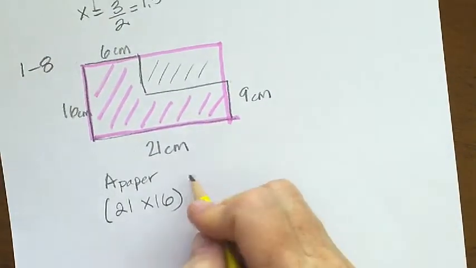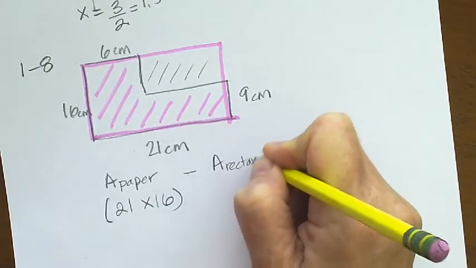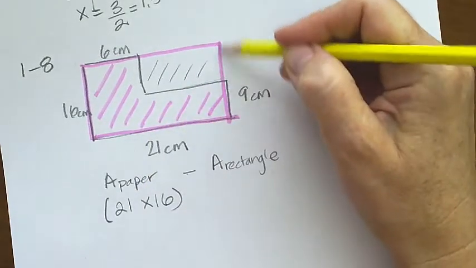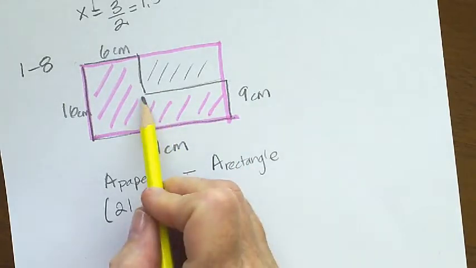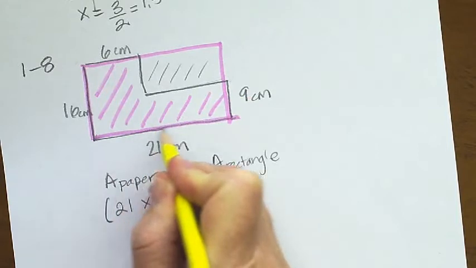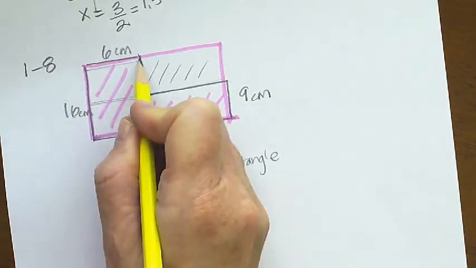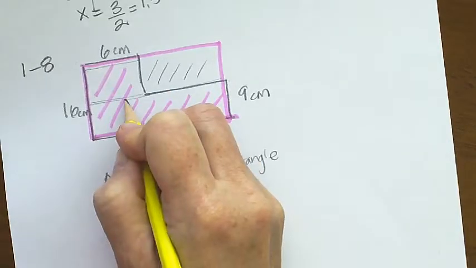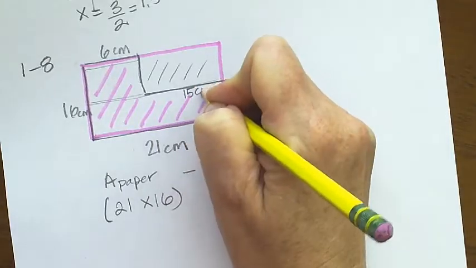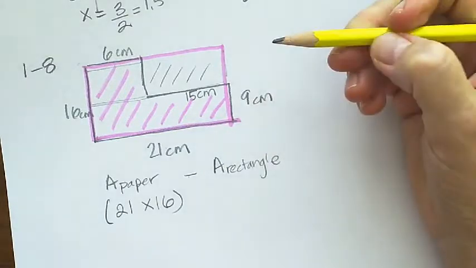So I'm going to get that area and I'm going to subtract the area of the rectangle that she cut out, which means I need this base, this length, and this width, this height. So to get this length right here, I'm going to take this length, 21, and I don't want this amount right here, which is 6, so I'm going to do 21 minus 6, and that gives me 15. Okay, same process for the height.